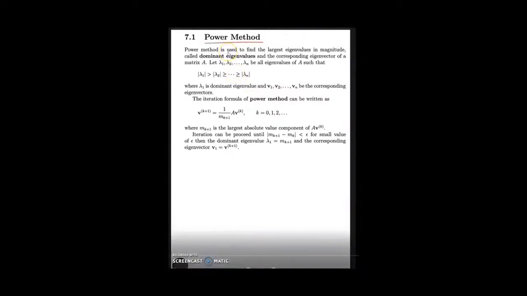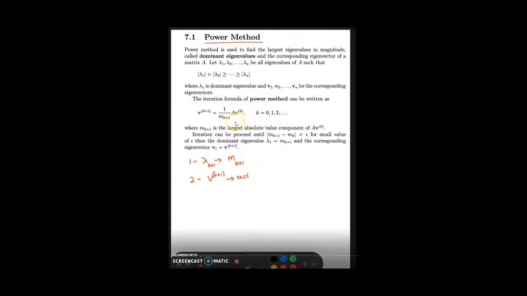The formula is the vector v_(k+1) equals 1 over m_(k+1) times A v_k. What is v? V is the eigenvector. What is m? M is the eigenvalue. The m_(k+1) is the maximum value that you can get from the A v_k. k is the iteration, and A v is the matrix A times the eigenvector.